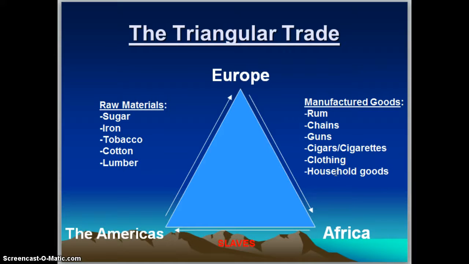All right, so that's how it makes sense. If you did a triangle, from the Americas to Europe, you would put sugar. From Europe to Africa, you would put rum. And from Africa to the Americas, it will always be slaves. So sugar, rum, slaves. Or iron, chains, slaves. Or cotton, clothing, slaves. I hope that made sense.